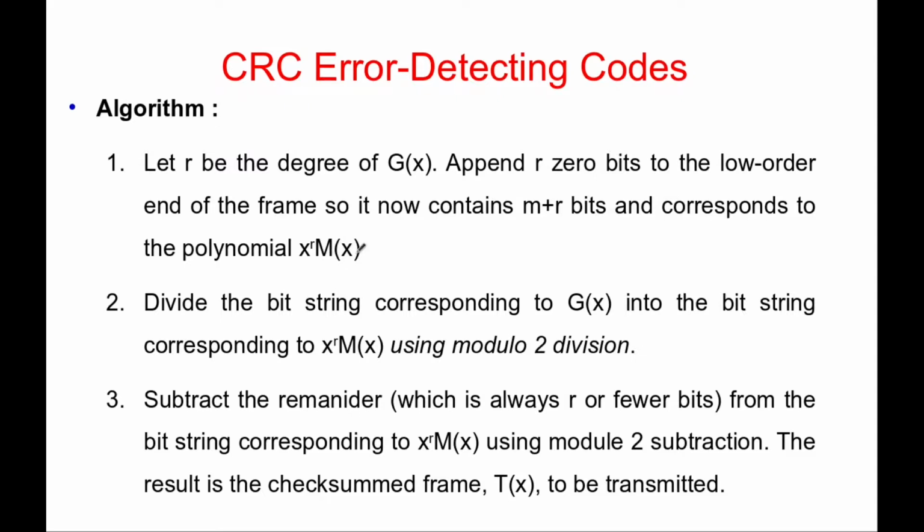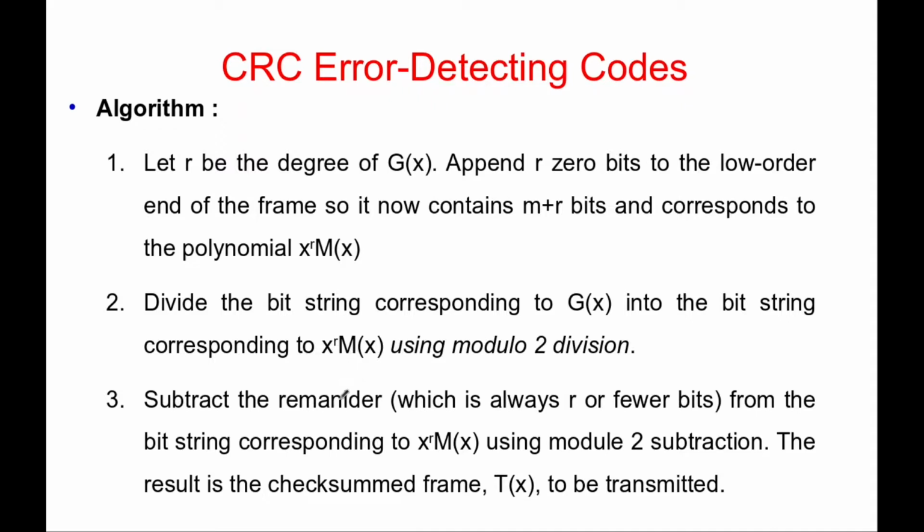Now divide this x raised to r m(x) by the generator polynomial g(x) using modulo 2 division. We may get some remainder which is other than 0. There are two possibilities: either g(x) may divide x raised to r m(x) completely so that the remainder will be 0, or in the second case, there may be some remainder.